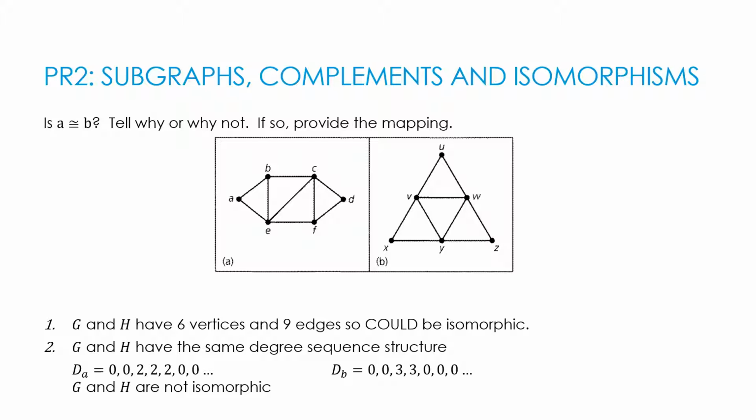So 1, G and H both have 6 vertices and 9 edges, so they could be isomorphic, but again, looking at the degree sequence structure, it fails. I'm not even going to check 3, because if it fails 2, why move on? It's very clear to me that these are not isomorphic because the degree structure is not the same.